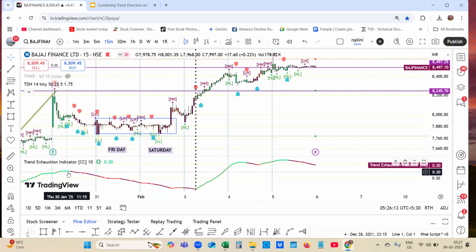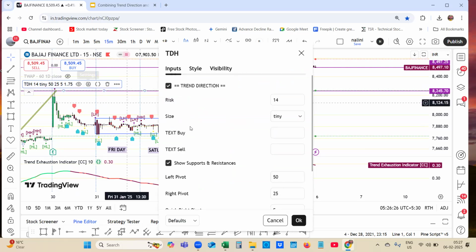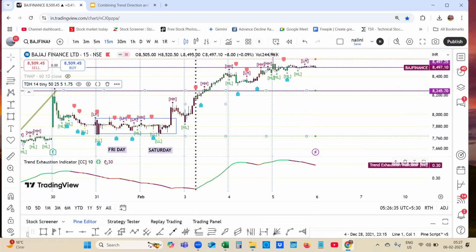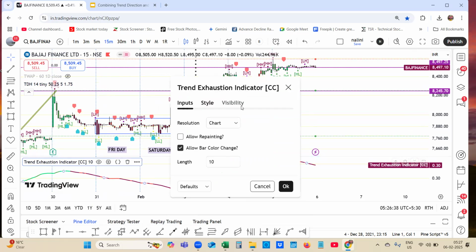When complementing this trend exhaustion indicator, it has been color coded. That's why you are seeing the colors on the bars. If you do not want colors on the bars, you can go and uncheck this, not this indicator, this indicator. You can go there and uncheck allow bar color change. If I uncheck that, color bar change will go off. If the color bar is confusing you, you need not apply.